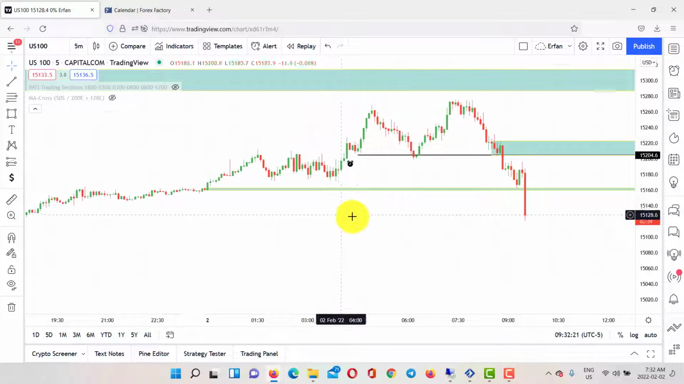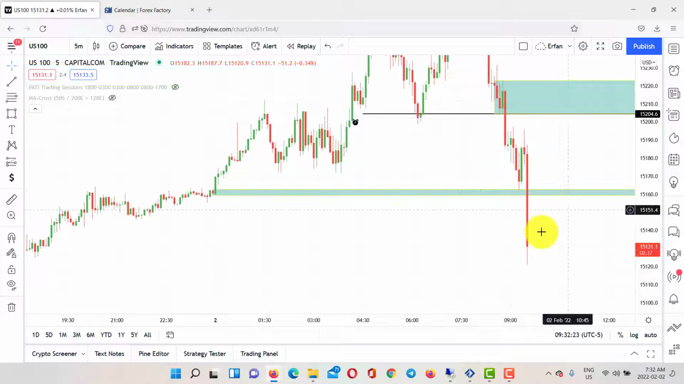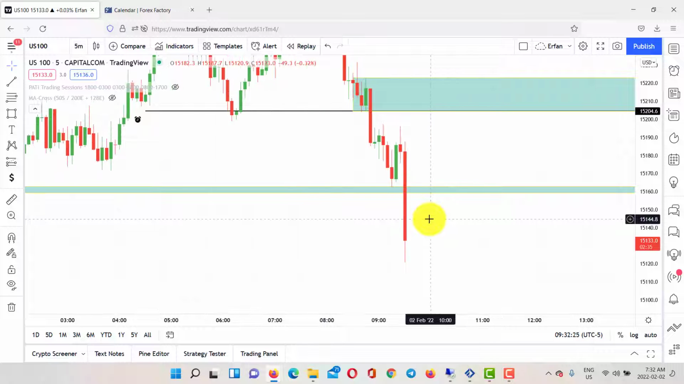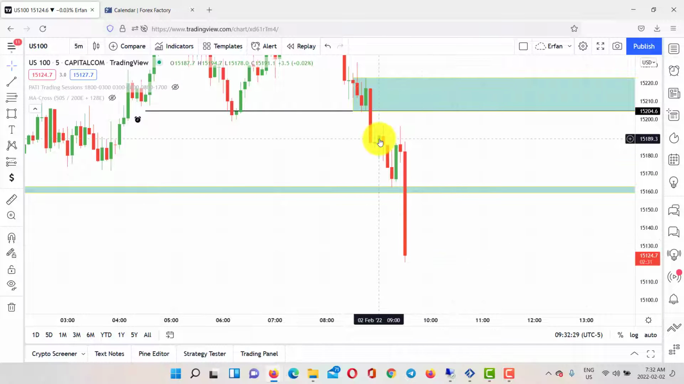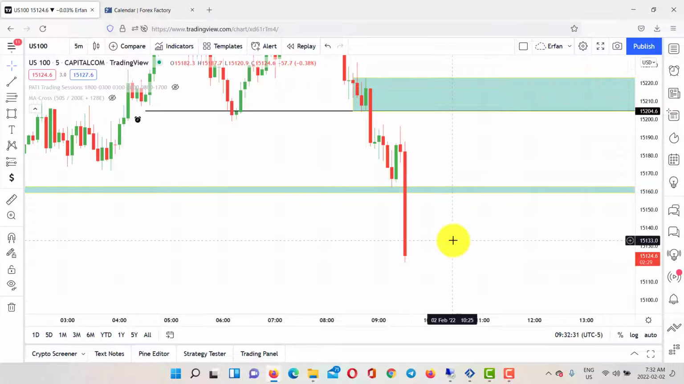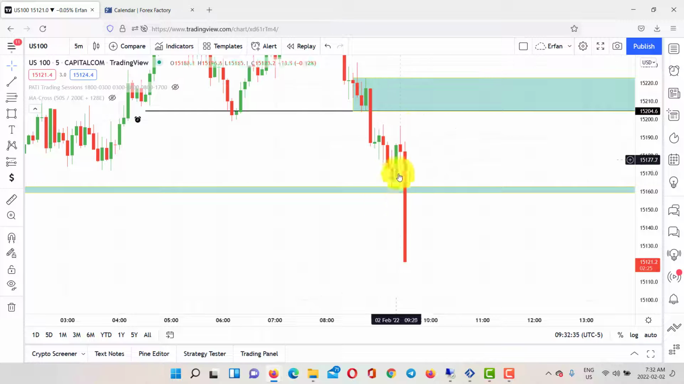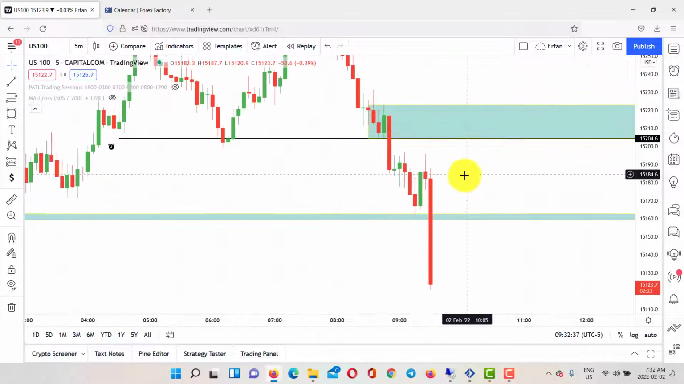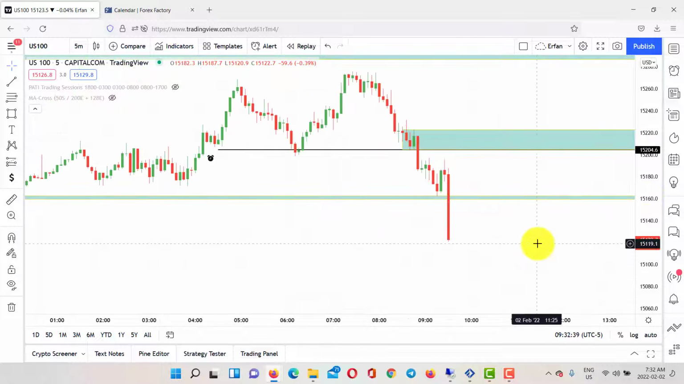Be careful, guys. Whenever you're trading, you should either get out of your trade 5 minutes before the market opens, or just take your trade 5-10 minutes after that. Never do it during the opening, or the same thing will happen to you as well. So be careful, guys.